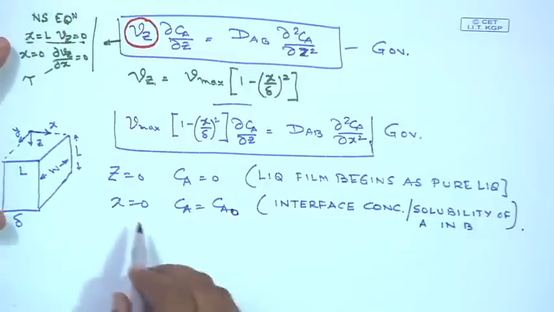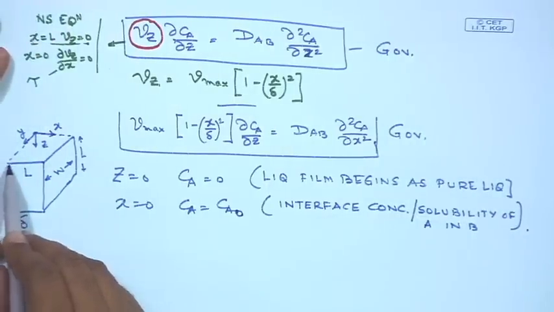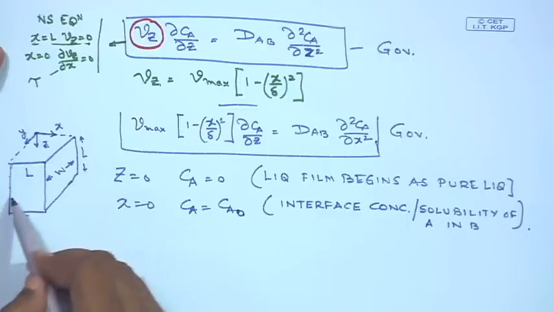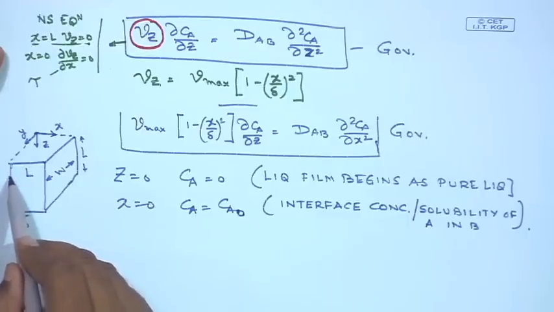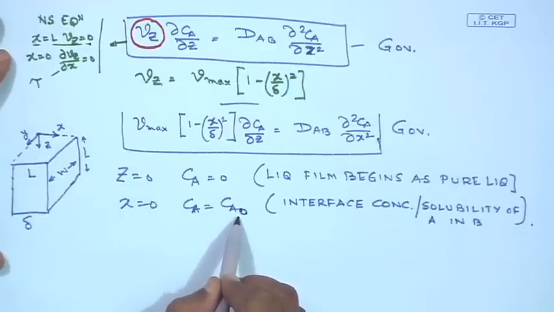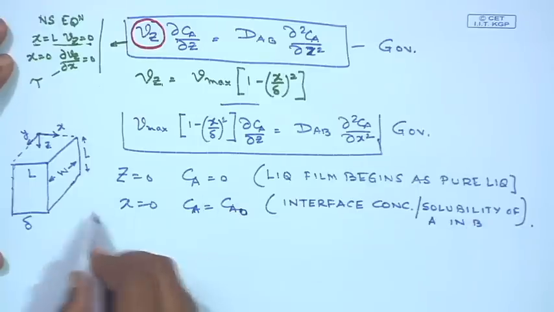So, what you get here is that at x equals 0, that means on this plane at x equals 0, for any value of z and of course any value of y, the concentration of A remains constant, which is equal to the interface concentration or the solubility of A in B.